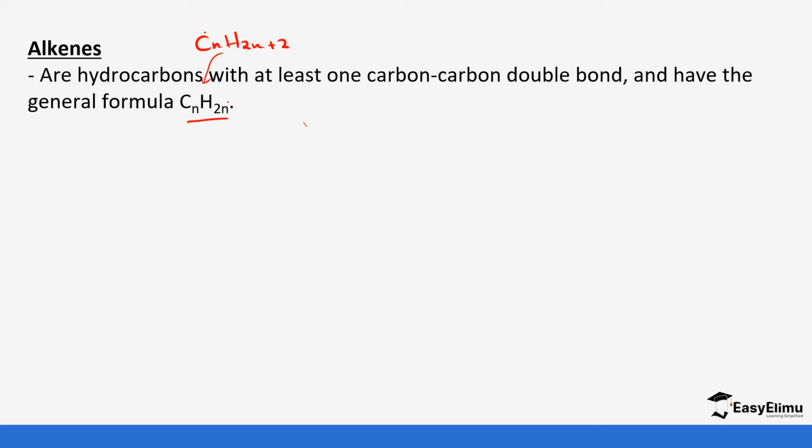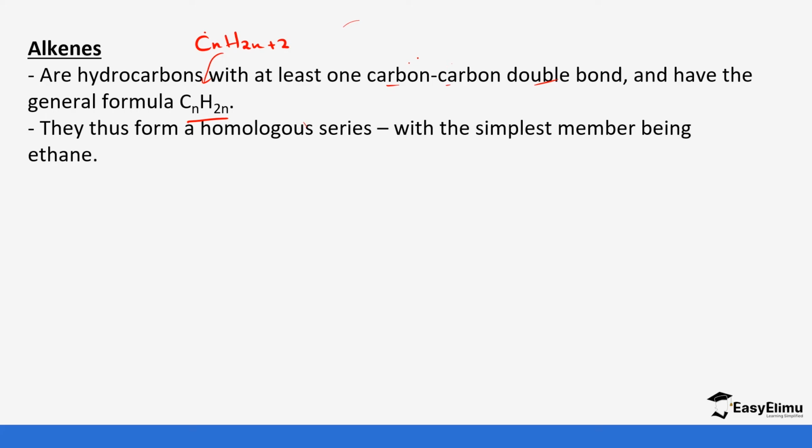So in this case, you notice we do not start from carbon number 1, because remember it needs to have at least one double bond between a carbon and a carbon. So we need two carbons to begin with. We can't start with one carbon. And then they usually form a homologous series, with the simplest member being ethene. So just like I have said before, we do not have carbon number 1, that is, we start from carbon number 2 because we need to have the double bond between two carbon atoms.